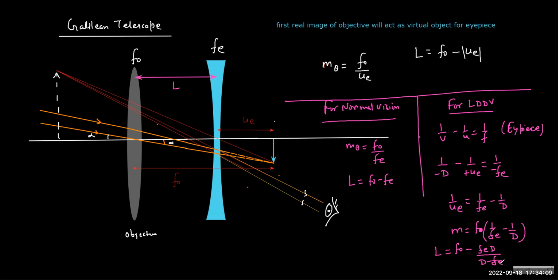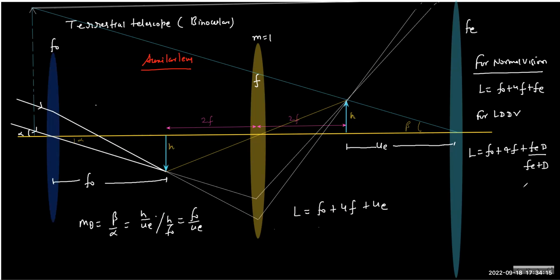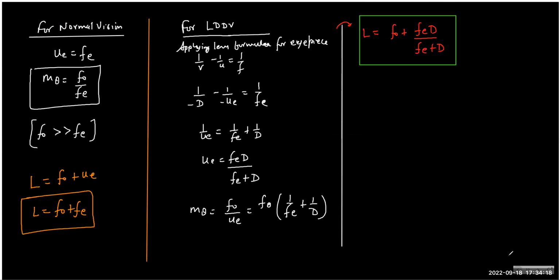All right. So the only difference is, if you remember the formula for the first case, just replace FE by minus FE and you get the same answer. In this formula, simply substitute minus FE instead of FE. The Galilean telescope will come out of it naturally without any extra effort.